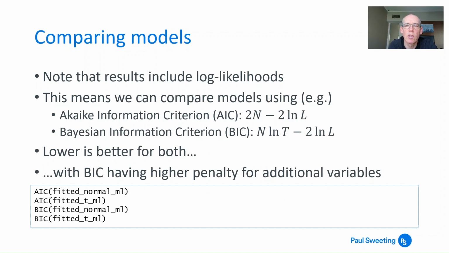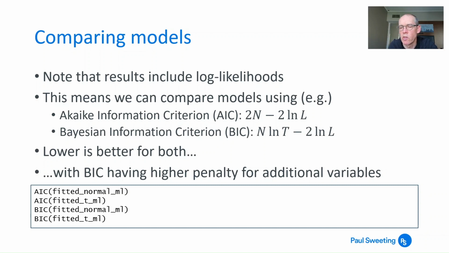And this means that we can compare the models using, for instance, the Akaike information criterion, the AIC, or the Bayesian information criterion, the BIC. So the AIC is 2n minus 2 log L. So n is the number of variables that you've got. And the Bayesian information criterion is n log t minus 2 log L. So t is the number of observations, multiplied, logged and then multiplied by the number of variables. So for both of these, a lower number is better.